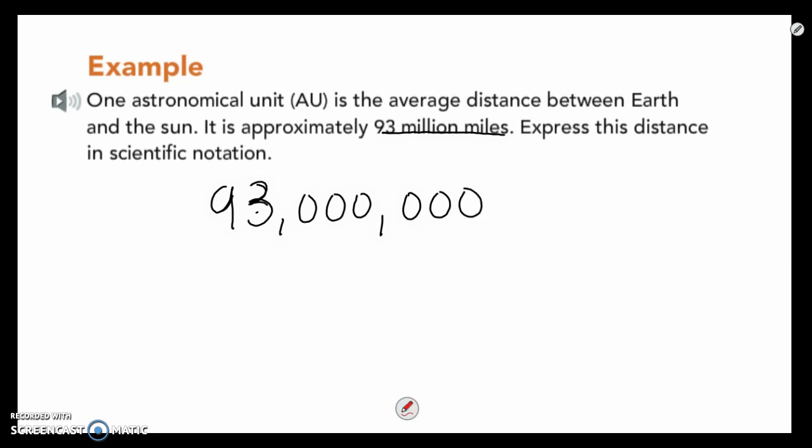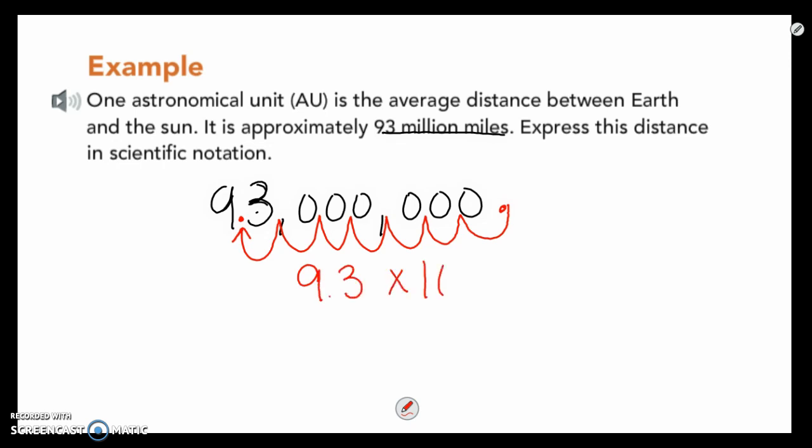When we don't see our decimal, it's located behind our last digit. In order to write this in scientific notation, the number that we multiply by the power of 10 must be greater than or equal to 1, but less than 10. So we're going to have to place our decimal between the 9 and the 3. So that means we've moved our decimal 1, 2, 3, 4, 5, 6, 7 places. So that means our exponent will be 7. So in scientific notation, this would be 9.3 times 10 to the 7th power.